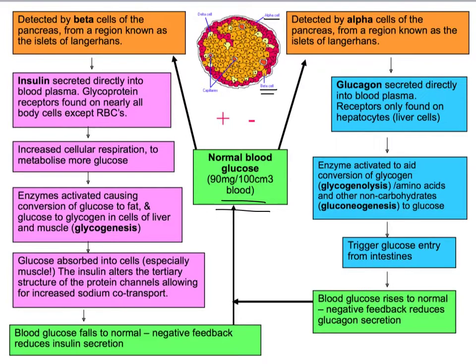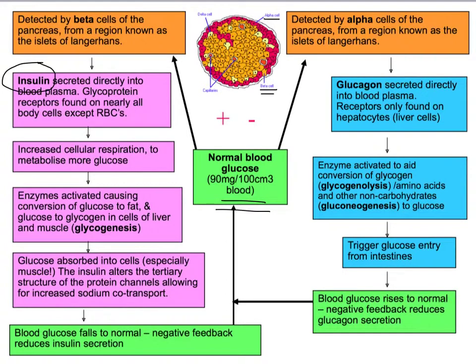This rise in blood glucose is detected by those beta cells, the orange ones in the picture, in this region known as the islets of Langerhans. And that triggers insulin secretion. So that's what we've said already: if the blood glucose rises, we secrete insulin. And insulin goes directly into the blood plasma. Now, on near enough all body cells, except red blood cells, we have what are called glycoprotein receptors. Those receptors are stimulated by this insulin. So when that insulin binds to the receptors, that's going to bring about those particular changes I've mentioned.